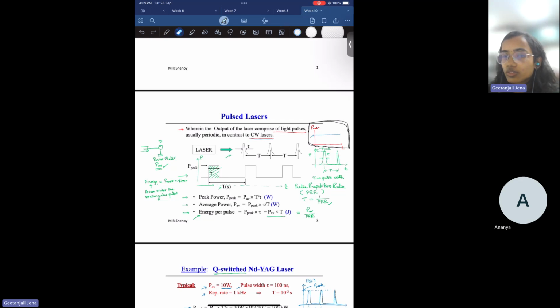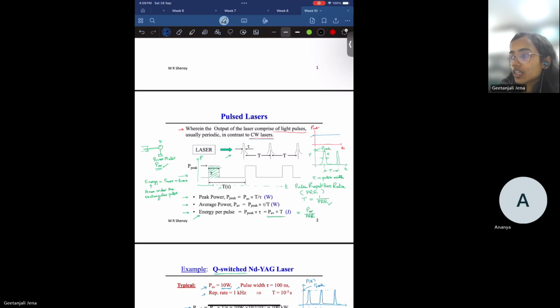Ananya, you have joined now. I was just starting the session about the pulse laser. Before that, as you have joined, let me ask whether you have any doubt in the week 9 assignment, in any of the problems of the week 9 assignment. You can write down your query in the chat box or you can unmute yourself and ask your doubt.